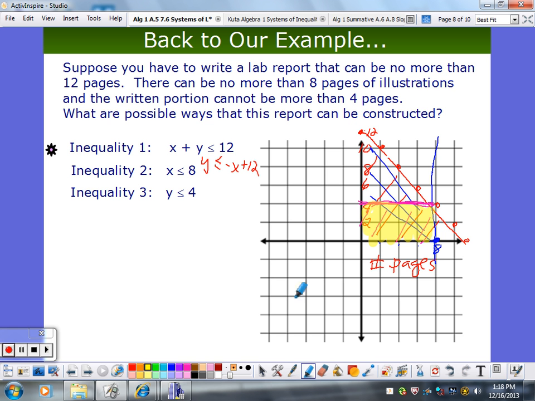So what are my possible arrangements that I could have? Well, I could have 2 and 0. I could have over here, that's 4 and 2. So all different possible combinations, and this shows what they all are in this area. Again, because these are real life situations, I only want integer values, even though I am showing all of them. We're probably not going to have 2.5 pages. But we can use this to figure out inequality type situations.